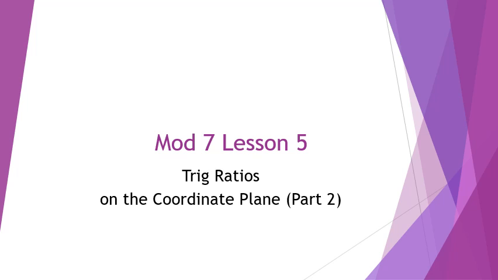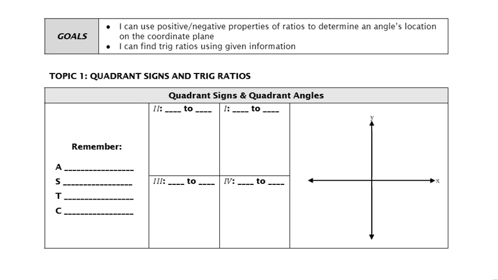This is the video for Mod 7 Lesson 5, Trig Ratios on the Coordinate Plane, Part 2. For this video, this is actually just building on what we did in the last section. So using positive and negative properties of ratios to determine where an angle is on the coordinate plane and finding ratios using given information. So again, just building on what we've already been doing.